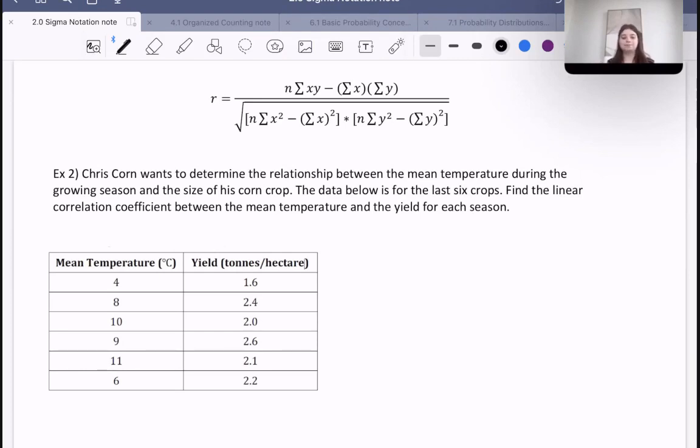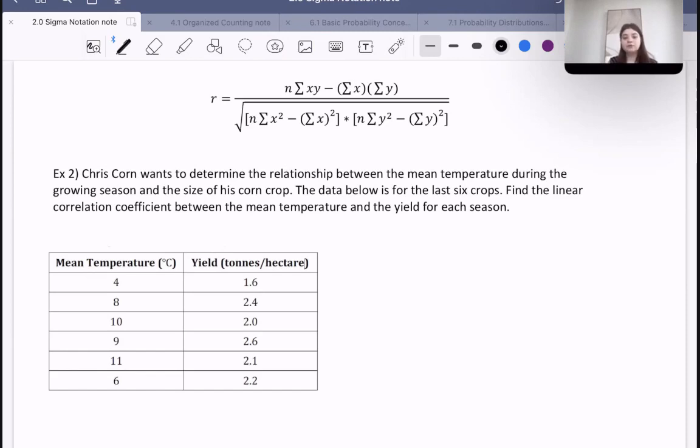Okay. So this one here says Chris Korn wants to determine the relationship between the mean temperature during the growing season and the size of his corn crop. The data below is for the last 6 crops. Find the linear correlation coefficient between the mean temperature and the yield for the season. Okay, so what do we want to find essentially? We want to find R. Now, how do we find R?